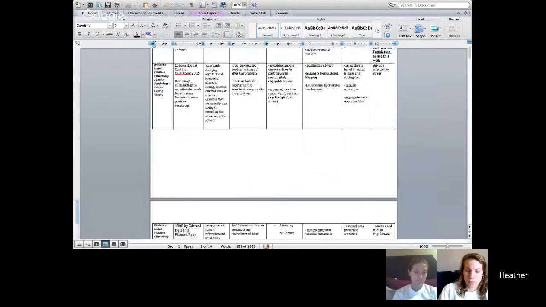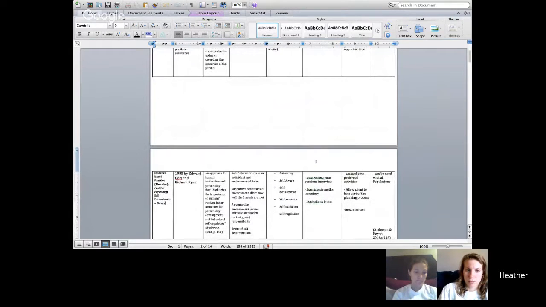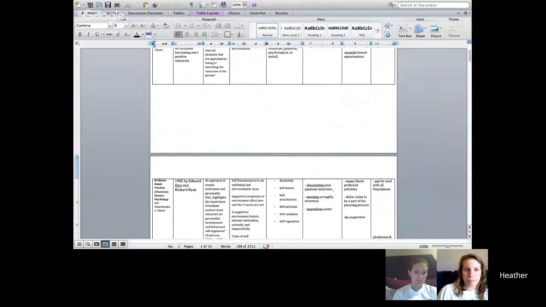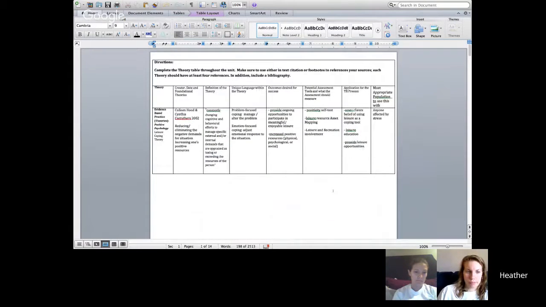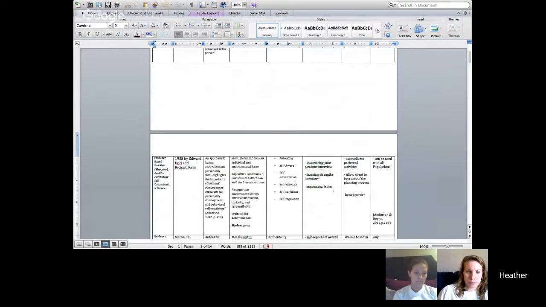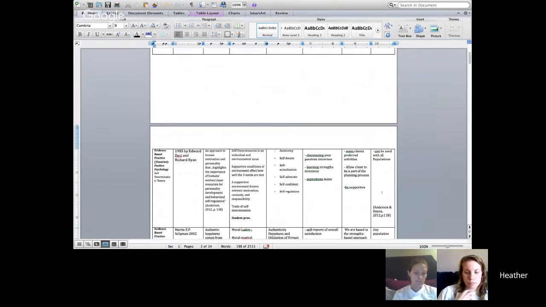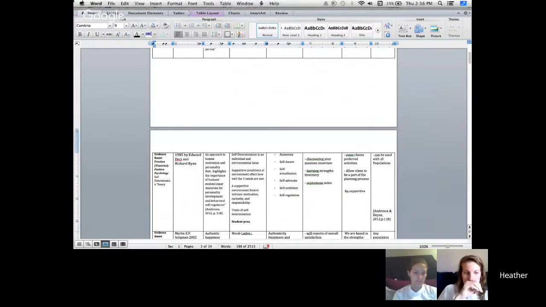Potential assessment tools could be discovering your passions interview, learning strengths inventory, and aspirations index. And then applications for the TR process are to assess clients' preferred activities, allow clients to be a part of the planning process, and be supportive. And it can be used with all populations, which is nice. I don't know if that helps to see it that way. Yeah, it does.